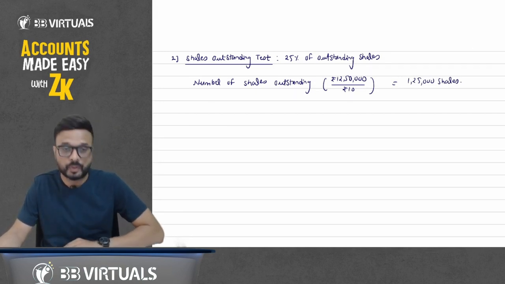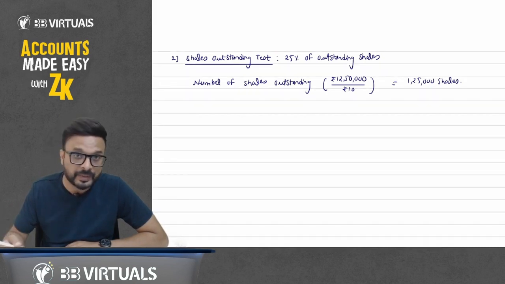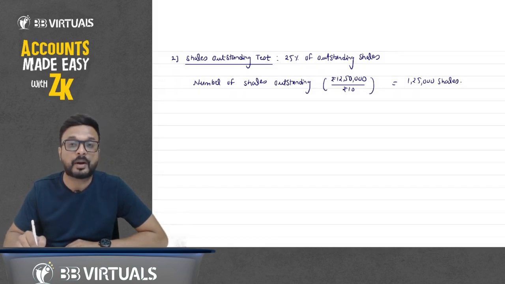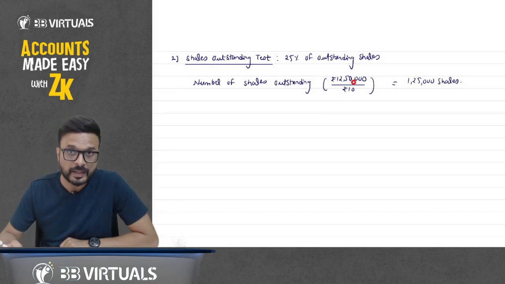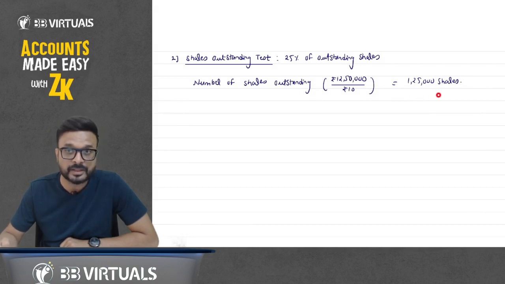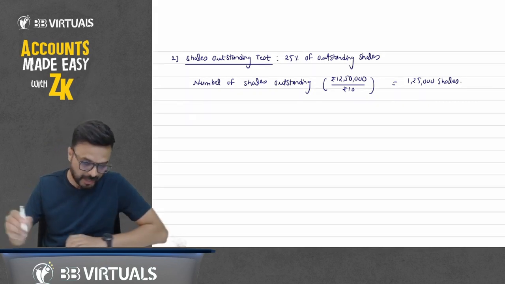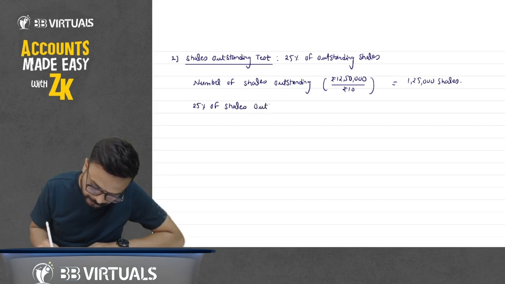How many shares do they want to buy back? They want to do 25,000. But I am saying, as per the Companies Act, how much they can maximum do as per this condition, which is 25% of outstanding shares. How many shares do they have? 12,50,000 divided by 10, so they have 1,25,000 shares. So write down there 25% of shares outstanding.